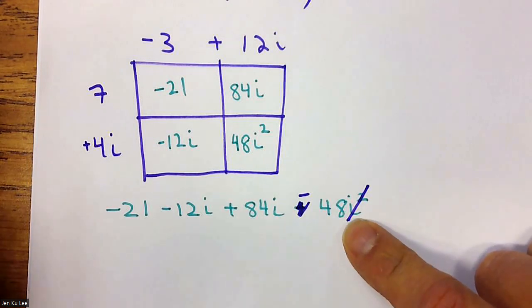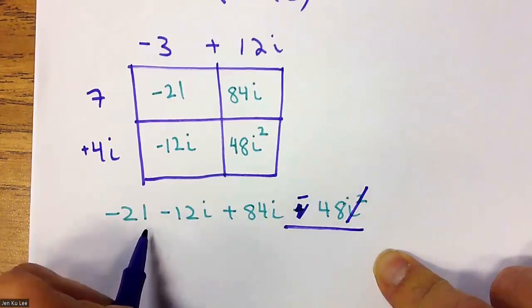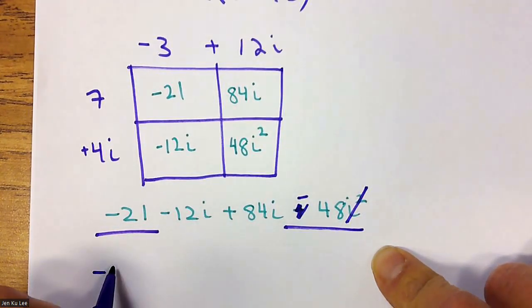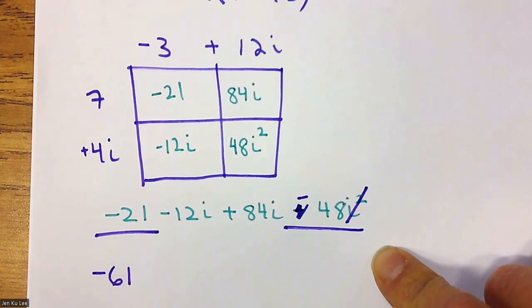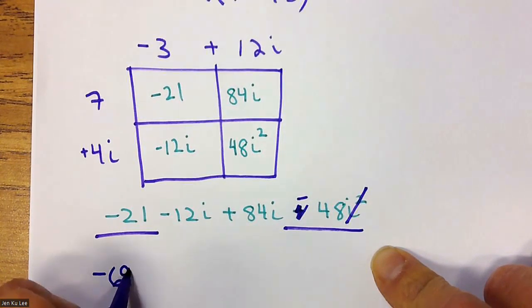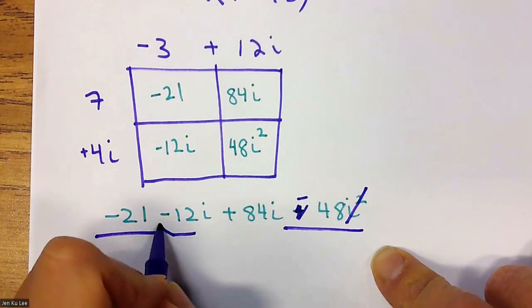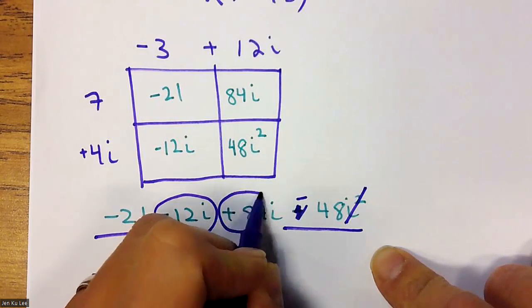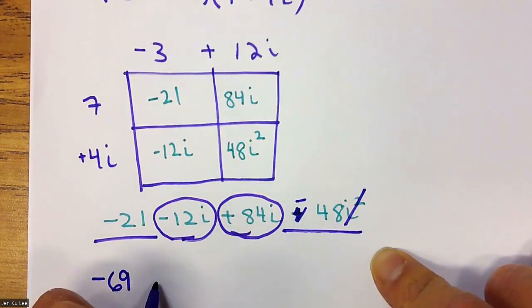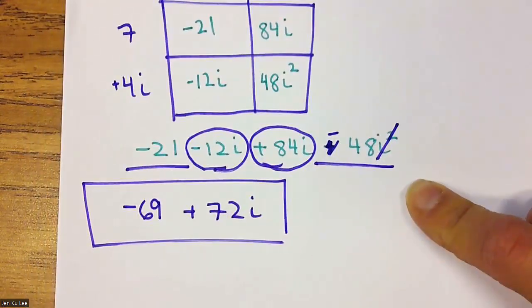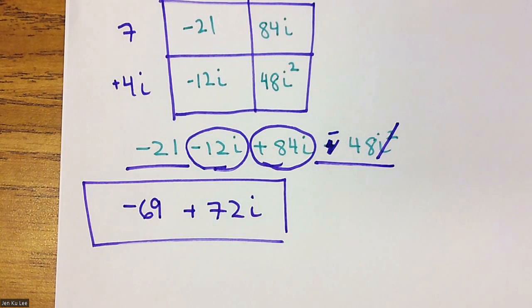So when we combine the like terms, -48, -21, that becomes -69. -12i plus 84i, that becomes positive 72i. And that's it. Okay. Cool.